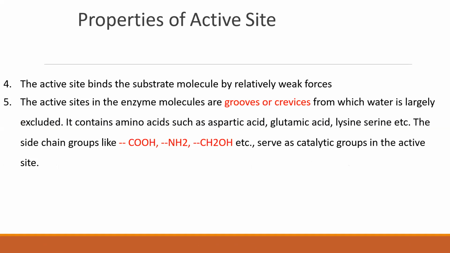The active site binds the substrate molecule by relatively weak bonds. Normally, it is bound but with weak bonds. The active sites in the enzyme molecule have grooves or cleavages, from where the water is largely excluded. There is very little water, so binding can be perfectly created till the enzyme-substrate complex converts into product. It contains amino acids such as aspartic acid, glutamic acid, lysine, serine, etc.